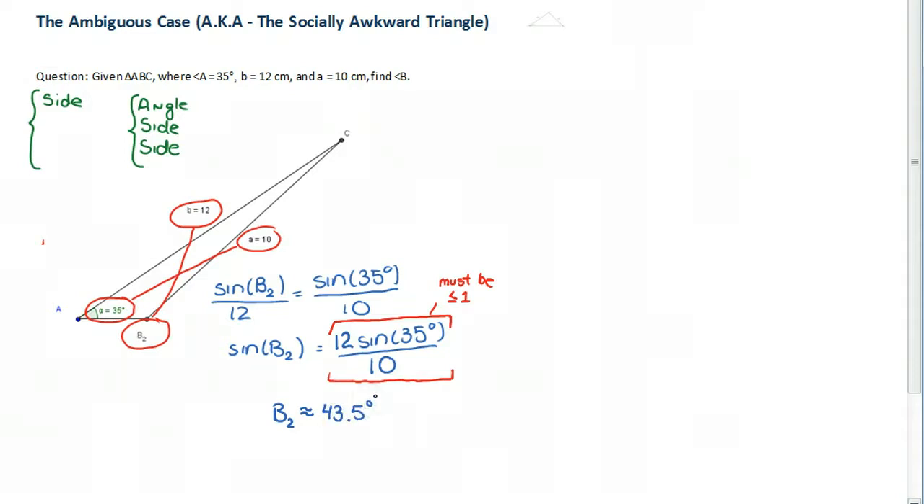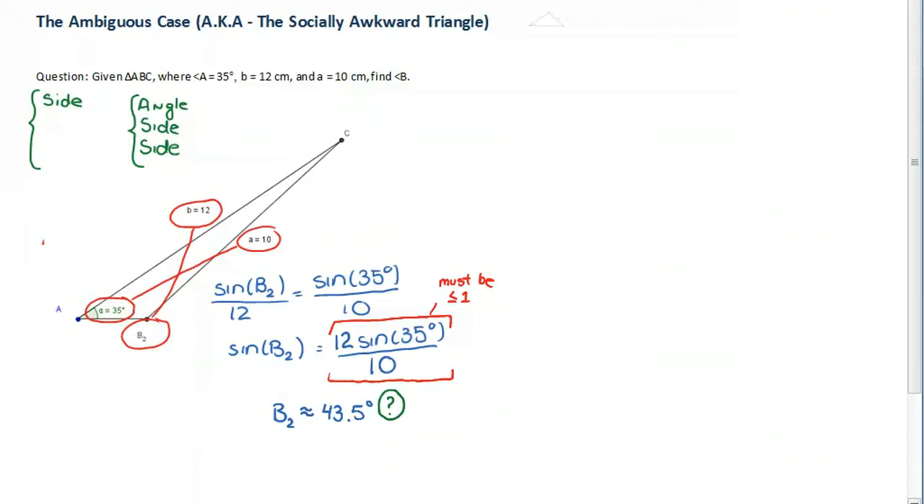And this is where I stop and scratch my head, because I always want to go back and ask, does my answer make sense? If we look at the diagram, B2 is definitely not an acute angle. And remember, I mentioned at the start that I drew this diagram to scale. So you scratch your head and say, well, what's gone wrong here?